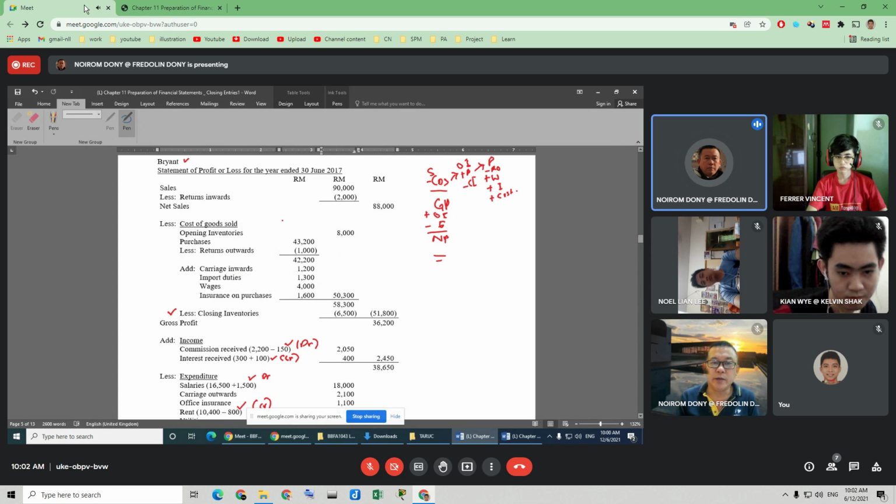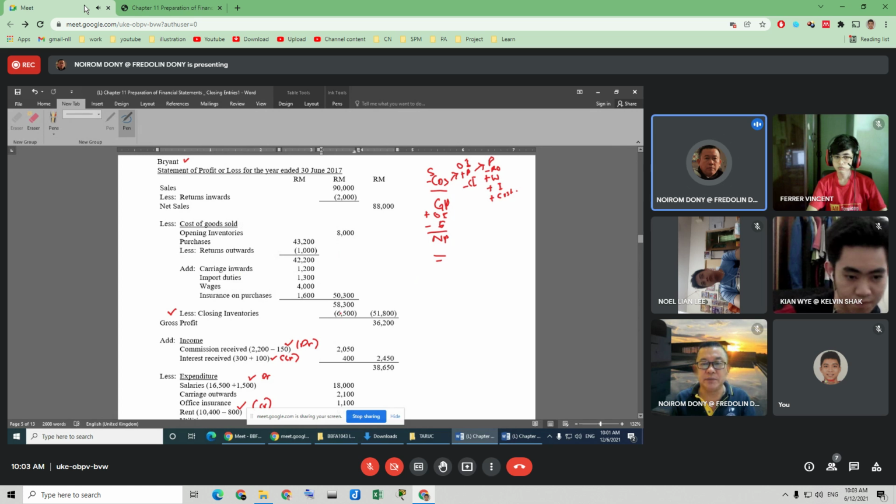So opening inventory is the available goods for the company to sell. And then plus the newly purchased. That is why opening inventory is no longer carried forward, because it has been used and already sold to the customer. So these are the total goods available, 58,300. But then after we do the stock taking, we have identified the closing inventory is only worth 6,500. So this is remaining, not been sold yet.